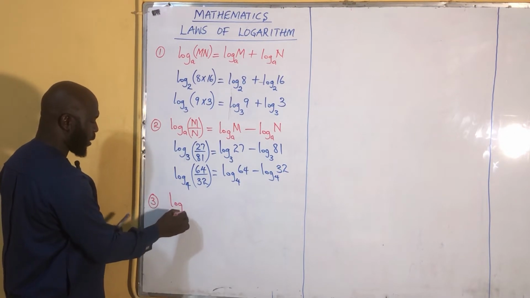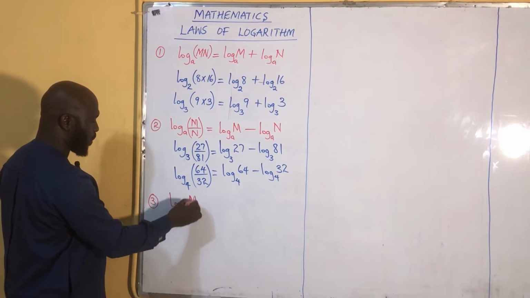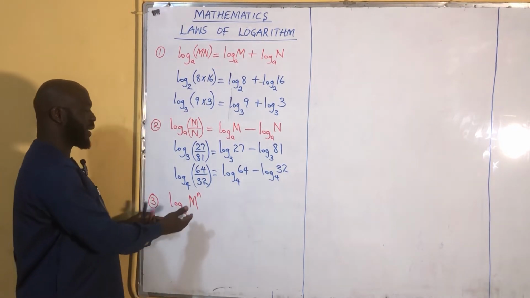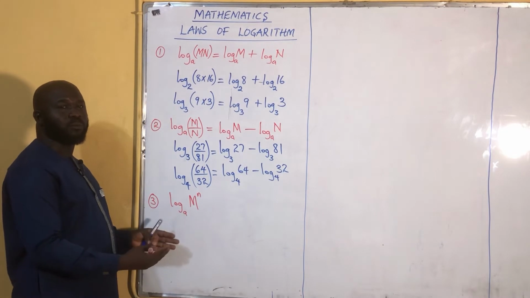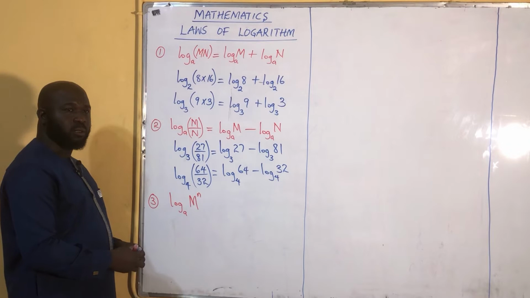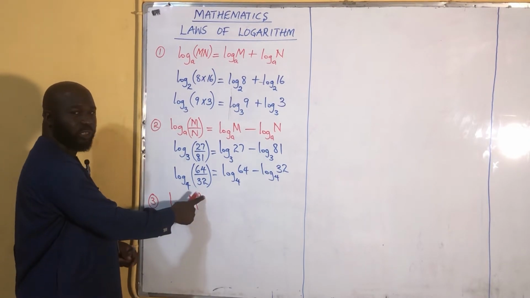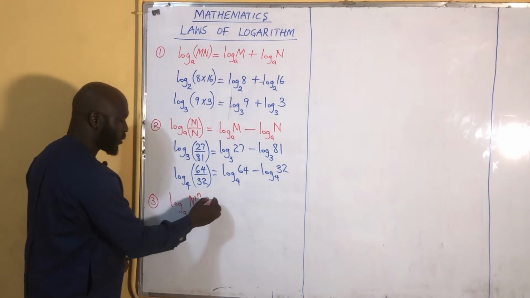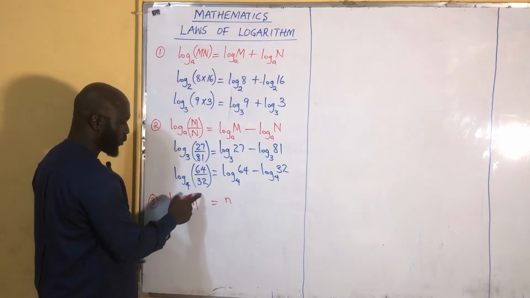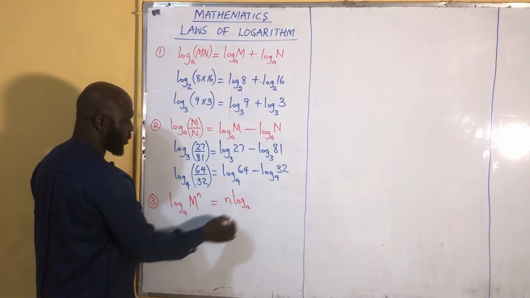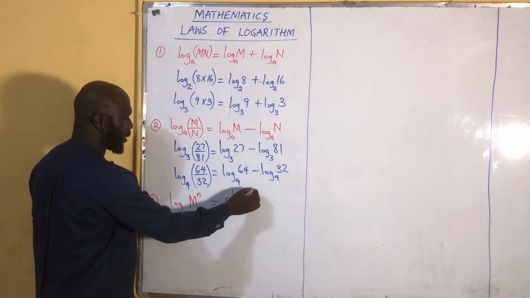logarithm in base a of m, that is having a power of n. Maybe after you have expanded and you have gotten the indices of your logarithm number, what this is saying is that whatever power you have here, you can bring it to the front of the logarithm. So this will lead us to n, which is the power, for logarithm in base a of m.